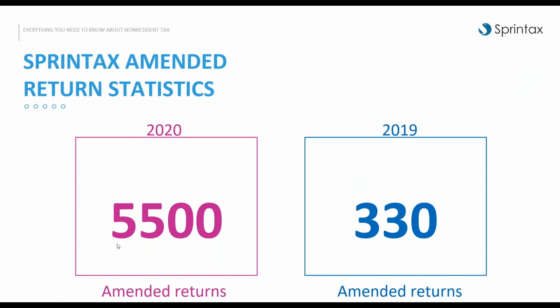So just to have a look at the reality of the situation then, I suppose Sprintax in 2019 would have prepared about 330 amended tax returns. In 2020 we prepared over 5,500 amended returns. So that just goes to show the impact that it had. That stimulus check going out highlighted the fact that so many had filed incorrectly in the past and now needed to complete an amended return to set the record straight.